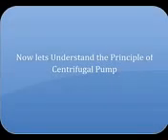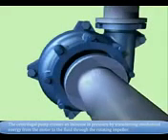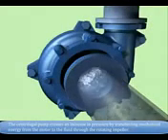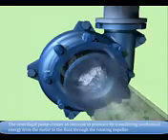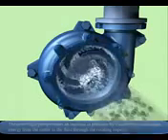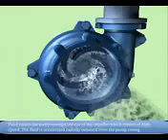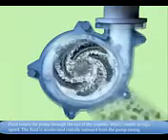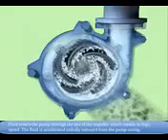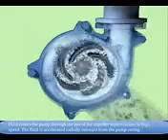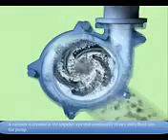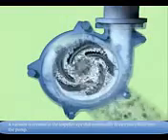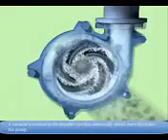Now let's understand the principle of the centrifugal pump. The centrifugal pump creates an increase in pressure by transferring mechanical energy from the motor to the fluid through the rotating impeller. Fluid enters the pump through the eye of the impeller, which rotates at high speed. The fluid is accelerated radially outward from the pump casing. A vacuum is created in the impeller eye that continually draws more fluid into the pump.